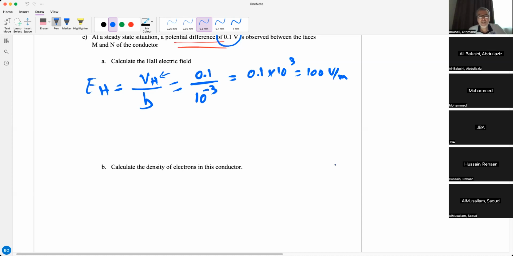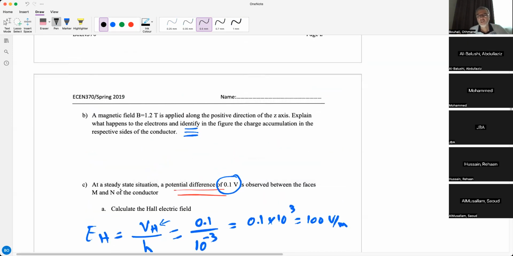Okay, so now calculate the density of electrons in this conductor. Now, the density of electrons, obviously, we are talking about Ne. So I want to calculate Ne. Any idea? You can look at the formula. What do you mean, question 2? You mean question B?